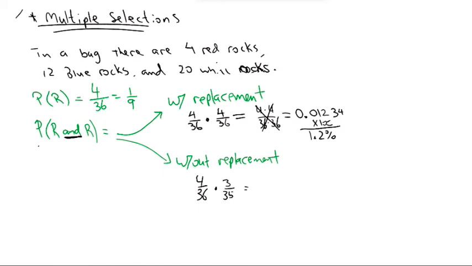So 4 divided by 36 times 3 divided by 35 equals. Is it going to be bigger or smaller than that? It should be smaller. It'll be smaller. 0.01 something. 0.0095. Even smaller. 0.00952. All right. You're going to multiply that by 100 and change it to a percent.